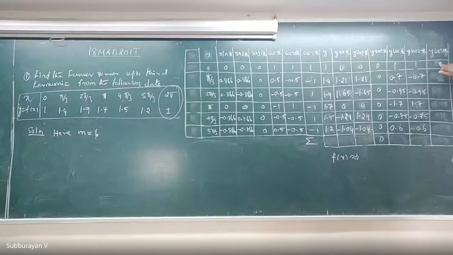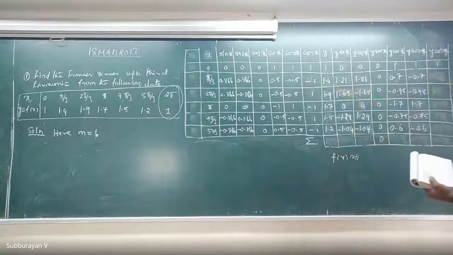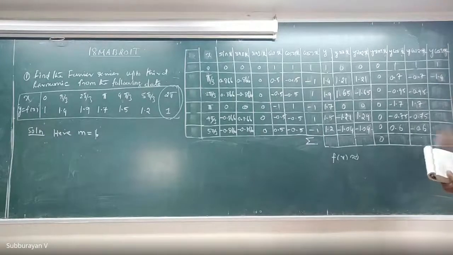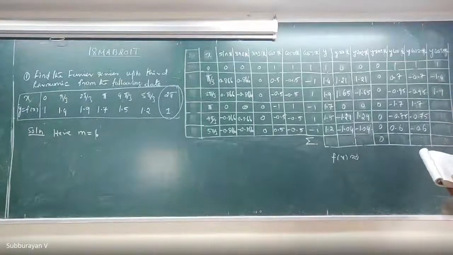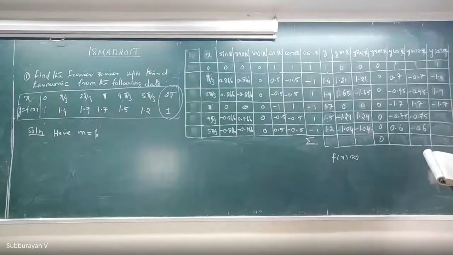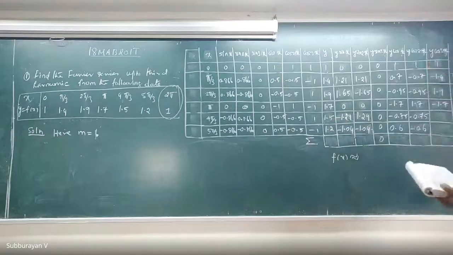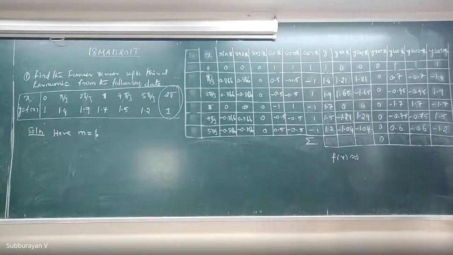Now y cos 3x. 1 into 1, 1, and then minus 1 into 1.4, therefore minus 1.4. 1.9 into 1, so therefore 1.9. And 1.7 into minus 1, so therefore minus 1.7. 1.5 into 1, so therefore 1.5. And 1.2 into minus 1, so therefore minus 1.2. Okay, we filled all these things.